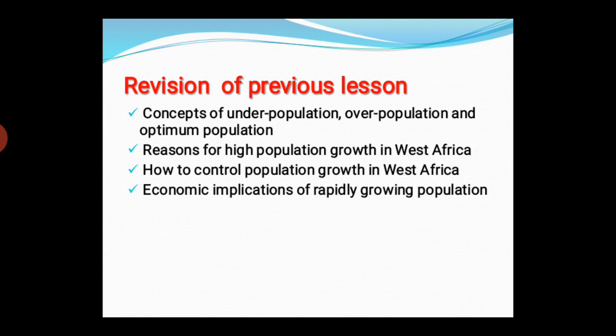The other side is overpopulation. That is, the population is above optimum population. The population size is greater than the available resources. Both extremes will lead to low standard of living. Thereafter, we considered reasons for high population growth in West Africa: increase in birth rates, decrease in death rate, and increase in immigration.